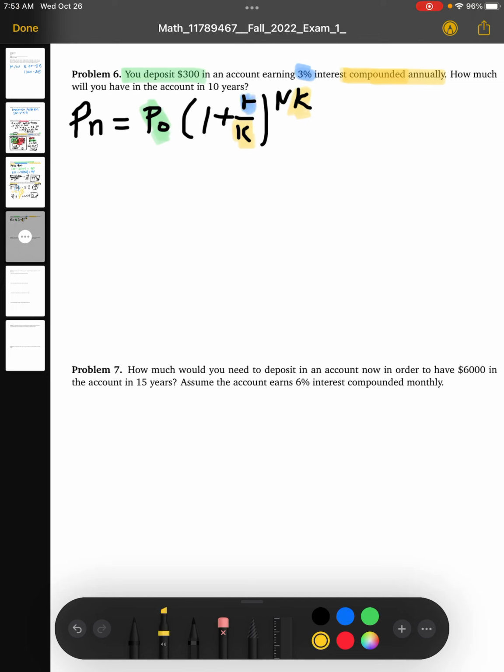So plugging that in, we know that Pn is equal to 300 times (1 plus 0.03 divided by 1) raised to the 10, multiplied by 1. I'm going to plug this into my calculator. I'll do a little simplifying step here.